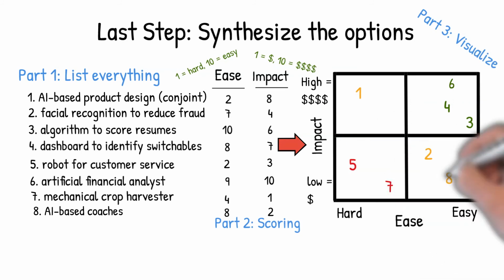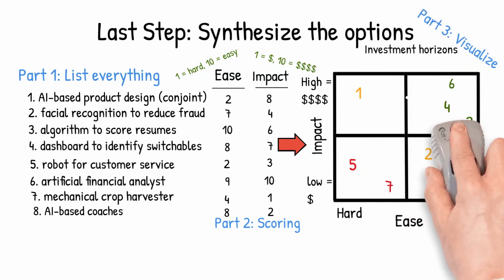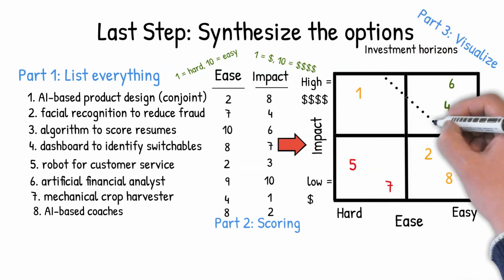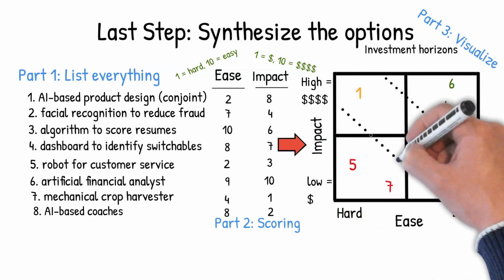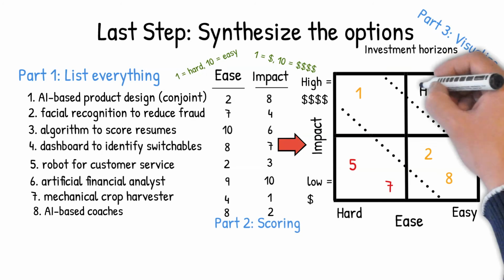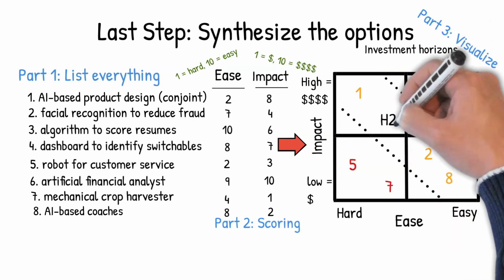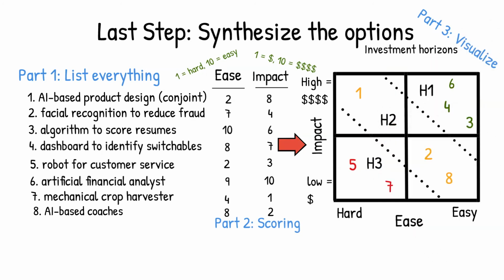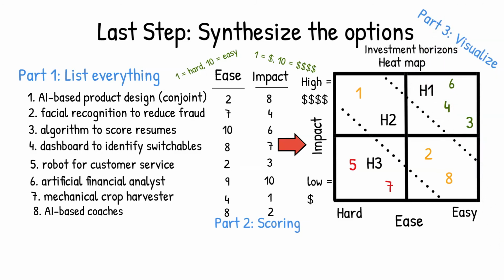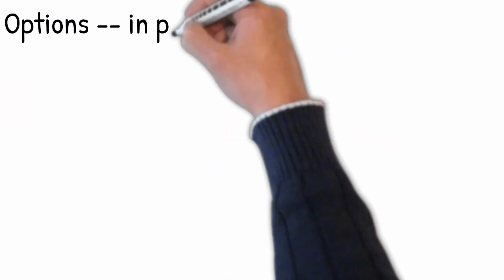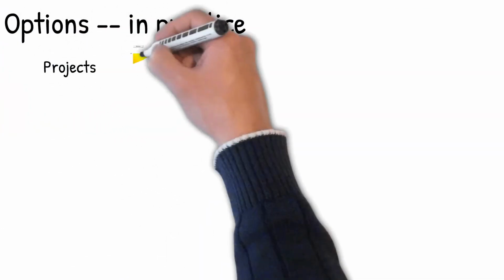Clearly, those in the northeast corner have high impact and are easy to do. Maybe we should prioritize those first. Then next, we'll do the ones that are kind of in the middle, and then we'll maybe deprioritize those that are extremely hard and frankly don't have much impact. These are called typically investment horizons, doing the northeast first and the southwest last. Consulting firms might label these with different colors and call it a heat map. Okay, now we've actually considered the project options in a portfolio.